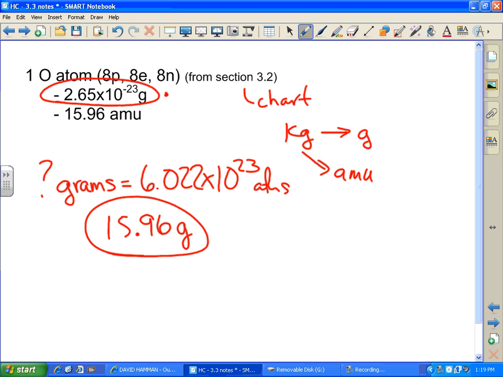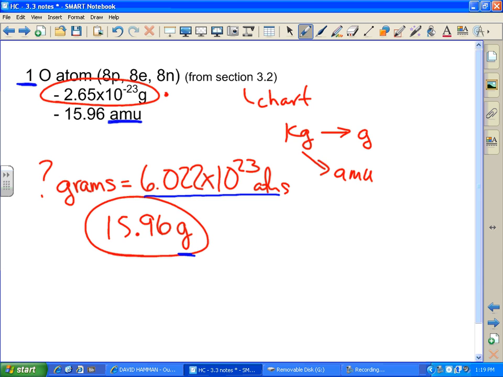All right, wait a second. 15.96 grams is the mass for that number of atoms. 15.96 AMUs is the mass for 1 oxygen atom. It's the same number, but it represents 2 totally different things.